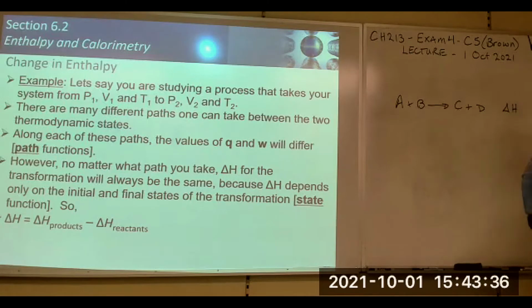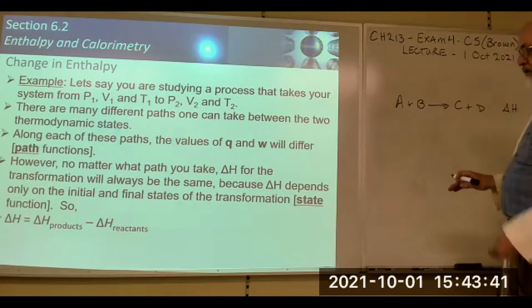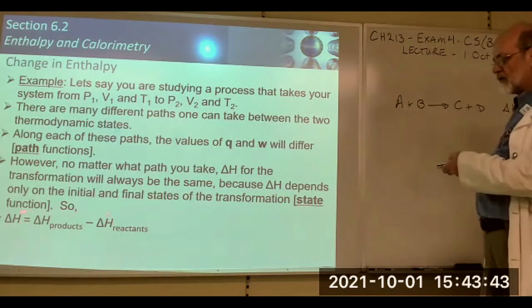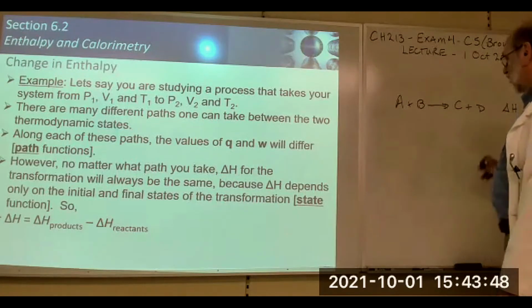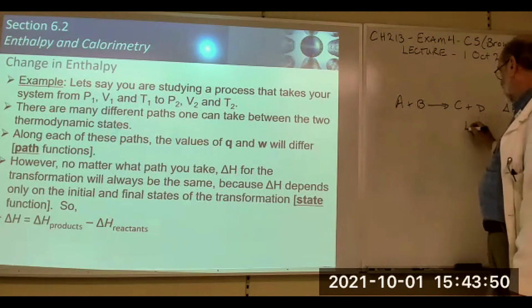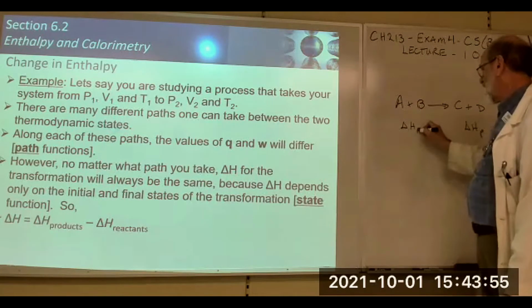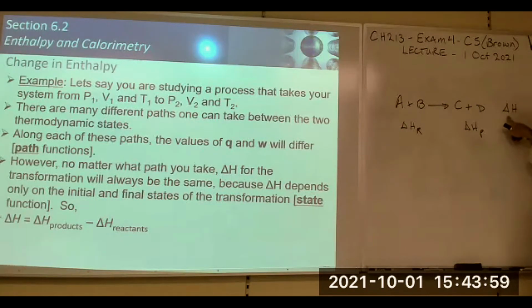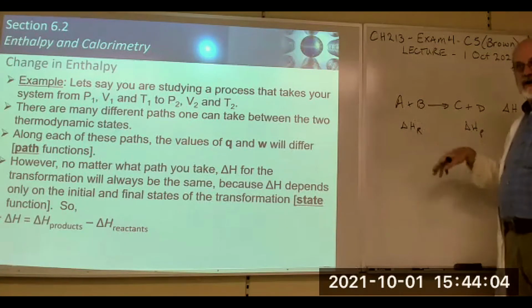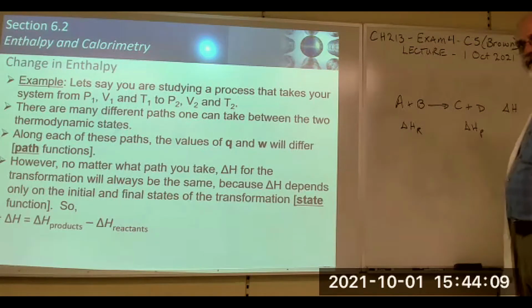So another way to determine the delta H is in terms of the delta H for the products, and subtract the delta H for the reactants. These have a delta H for products and these have a delta H for reactants. If you subtract this from that, that'll give you this one. Now, the trick is, how do you know what these values are? Hopefully we'll get to look at that.